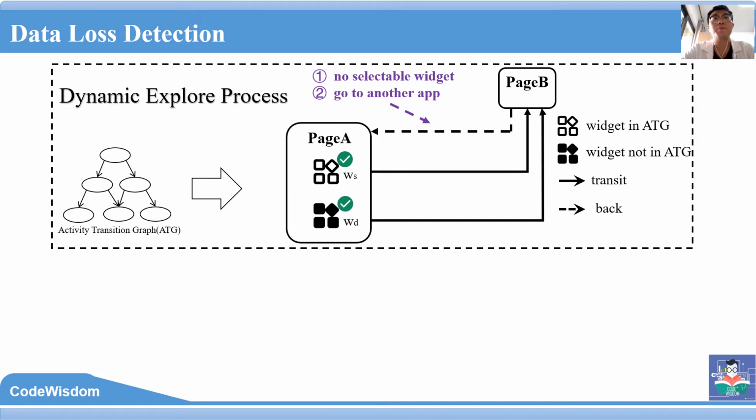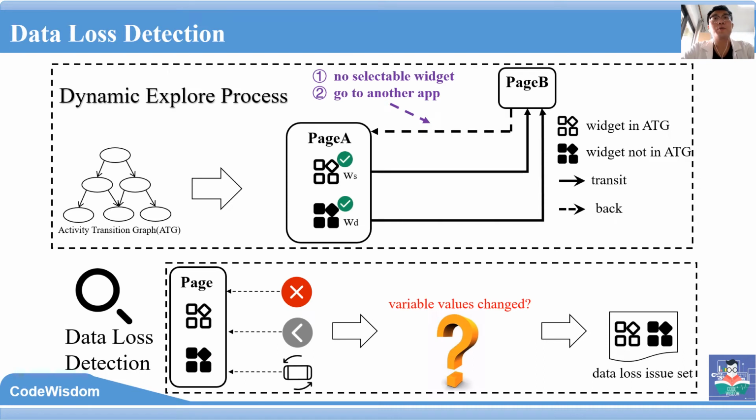For each app page, iFixDataLoss executes a set of predefined events that are kill, back, and rotate to create data loss scenarios and test the page in these scenarios to find the data loss issues.